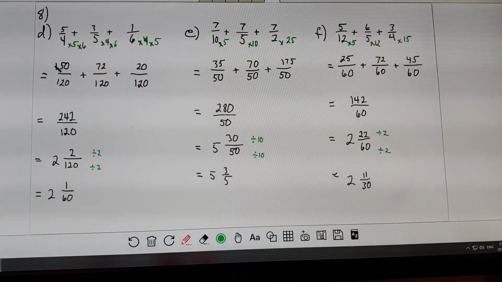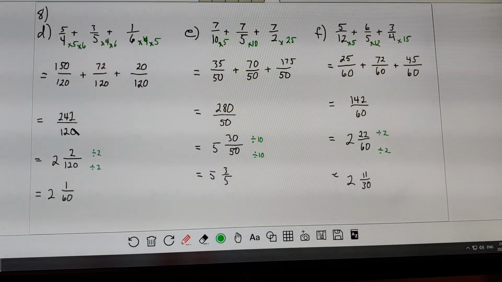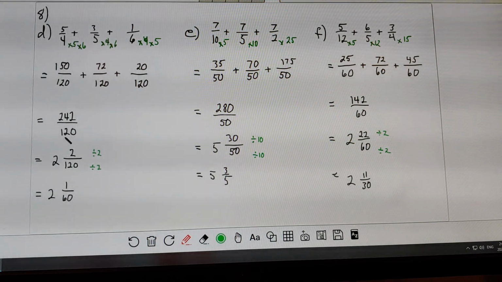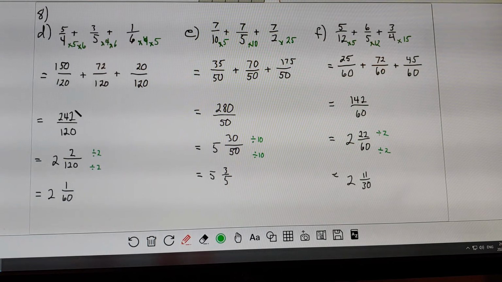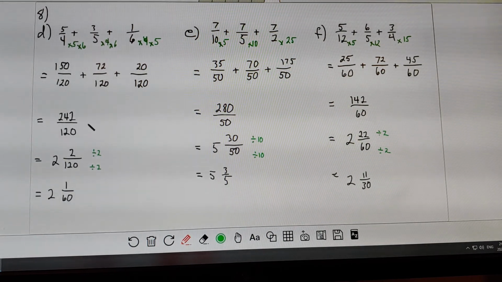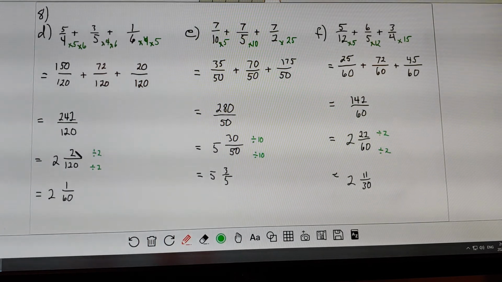Now, add all 3 numerators together, I get 242 over 120. How many groups of 120? Well, 2 groups of 12 would be 24. So 2 groups of 120 would be 240, which is really close. So I know I can get 2 whole groups of 120 out here, and when I take that out, I get 2 left over.